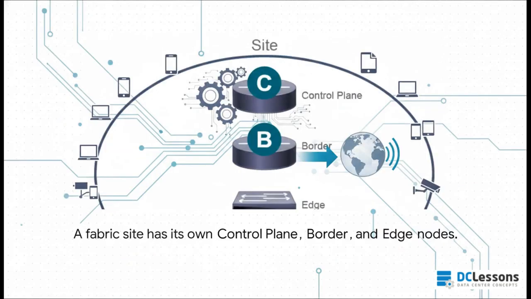And this is what a typical site looks like from an architectural view. You've got your edge nodes, which is where all your users and devices plug in. You have a border node, that's your gateway to the outside world. And then you have the control plane node, which is basically the brain of that local site. The key thing is, each site is its own little self-sufficient world.